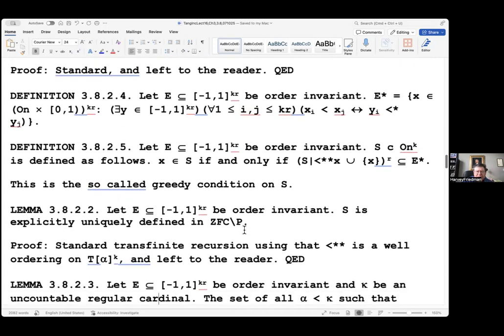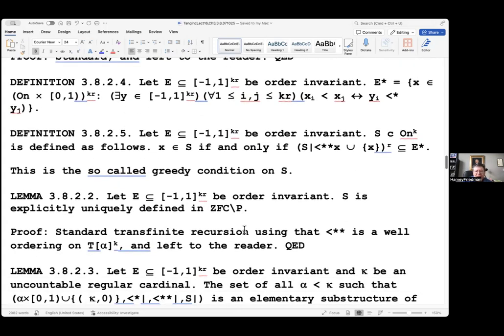Now, if I have an order invariant, this notion of order invariance we even had a chapter on, so to speak. All right. This notion of order invariance is clear, but we want to transfer it to transfinite space. We need to transfer it.